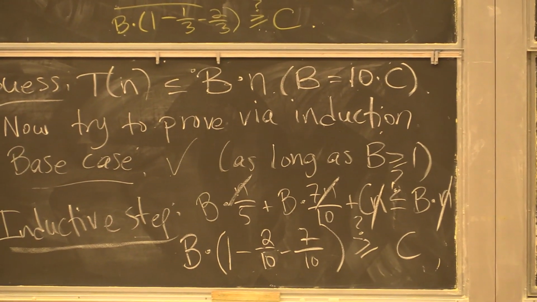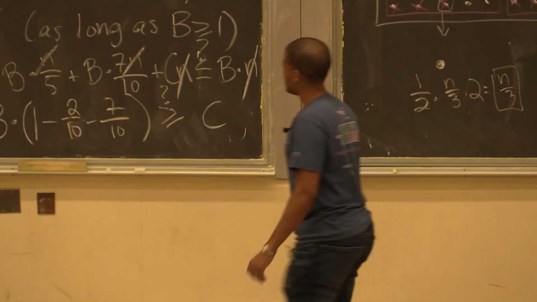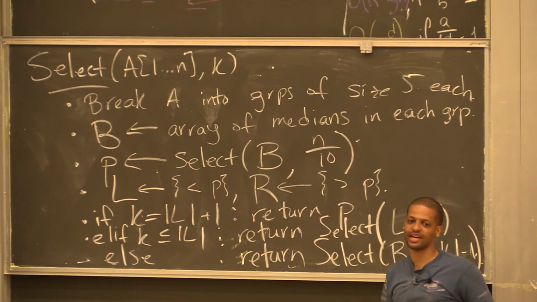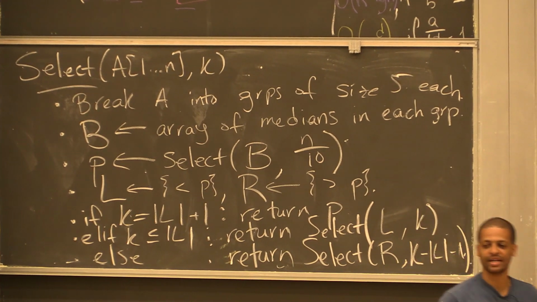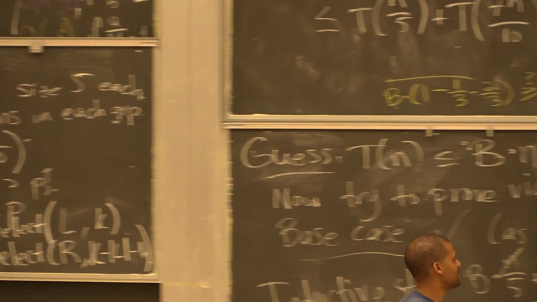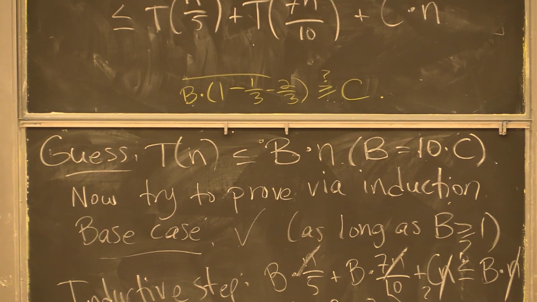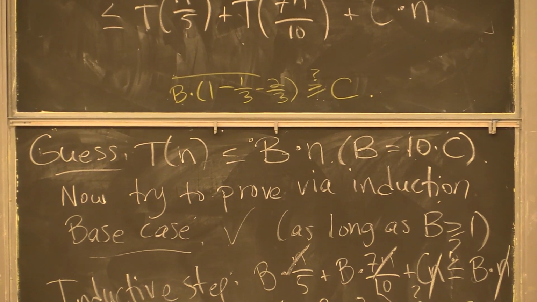You don't have any control of c. c is the kind of time it takes to do all this linear time stuff, right? Like to do the partitioning and to compute the medians of the groups, etc. So unfortunately, if you choose the groups of size 3, you just don't get anything. Does that make sense? Okay.